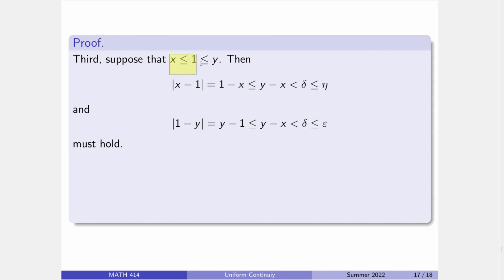If x is less than 1 and y is less than 1, the distance between x and y is less than delta. So that means the absolute value of x minus 1, which is equal to 1 minus x, is less than y minus x, which is less than delta, which is less than eta. 1 minus y, which has to equal the absolute value of y minus 1. Note, x is less than 1, so negative 1 is less than negative x. That's less than delta, which must be less than or equal to epsilon.